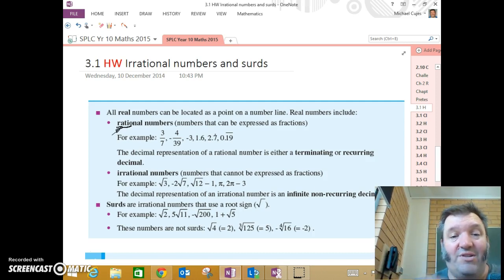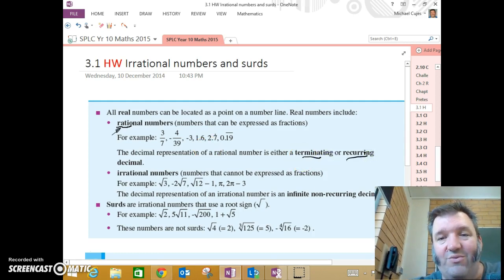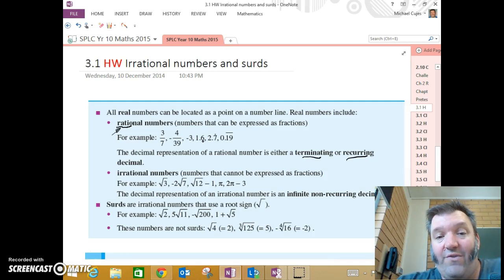These rational numbers can also be terminating or recurring decimals. We all know, say, 0.3 recurring is the same as 1/3. And terminating decimals, they've given an example there, 1.6. 1.6 would be the same as 16 divided by 10, or 8 over 5. You could write it in a number of different ways, but it definitely can be expressed as a rational number.